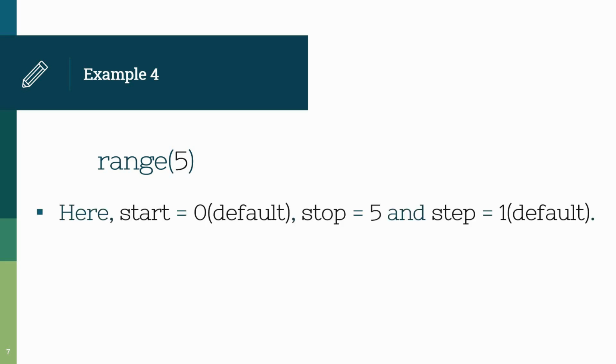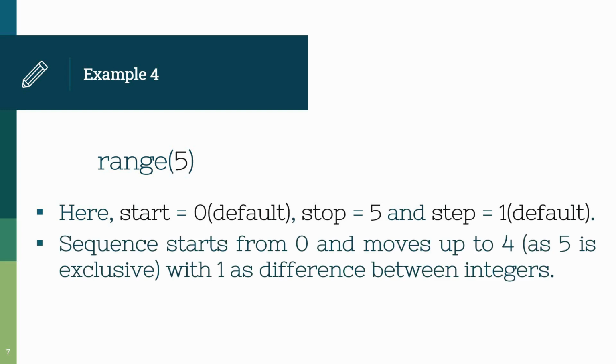And the next example, range of 5. Out of all the three arguments, the mandatory argument is stop. Since I have only one argument here, that represents the stop value. Then it uses the default start value and the default step size. Then it generates a sequence which starts from 0 and moves up to 4 with a difference of 1 between the integers. Then we will get the range object with the sequence of numbers 0, 1, 2, 3 and 4.